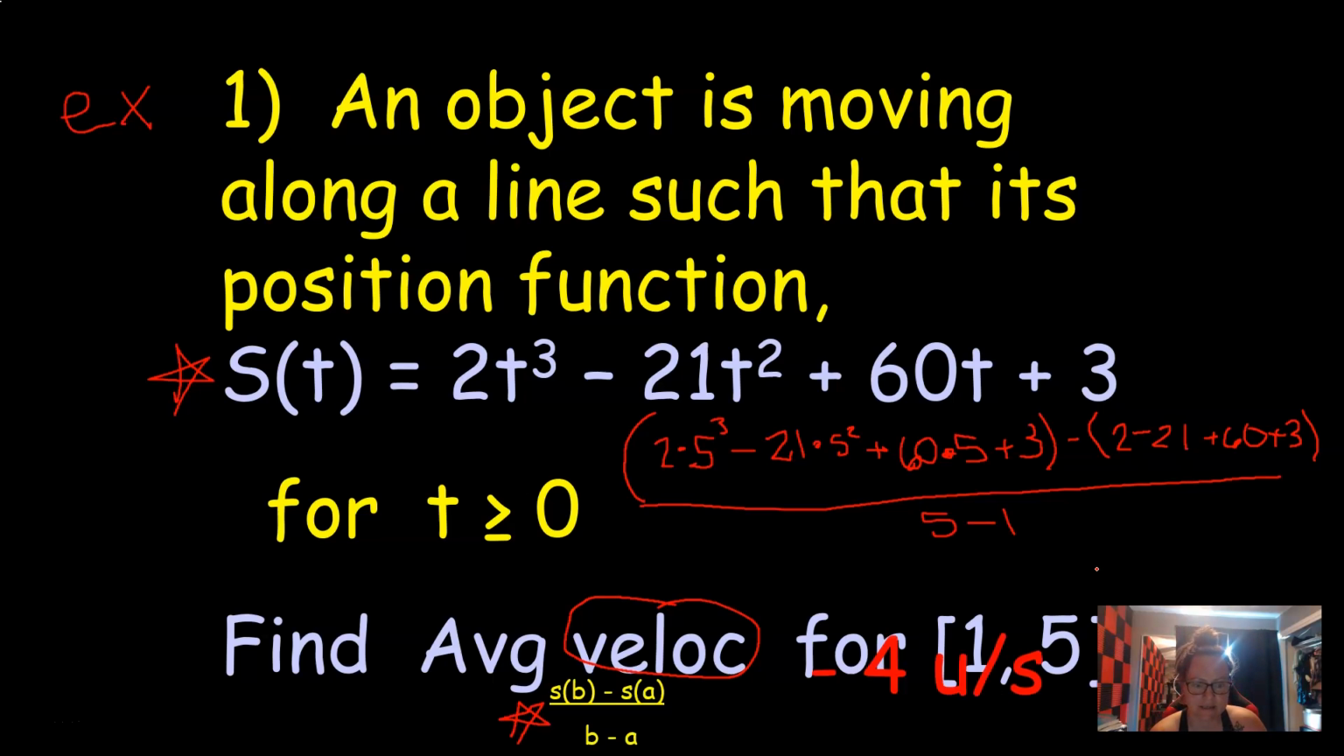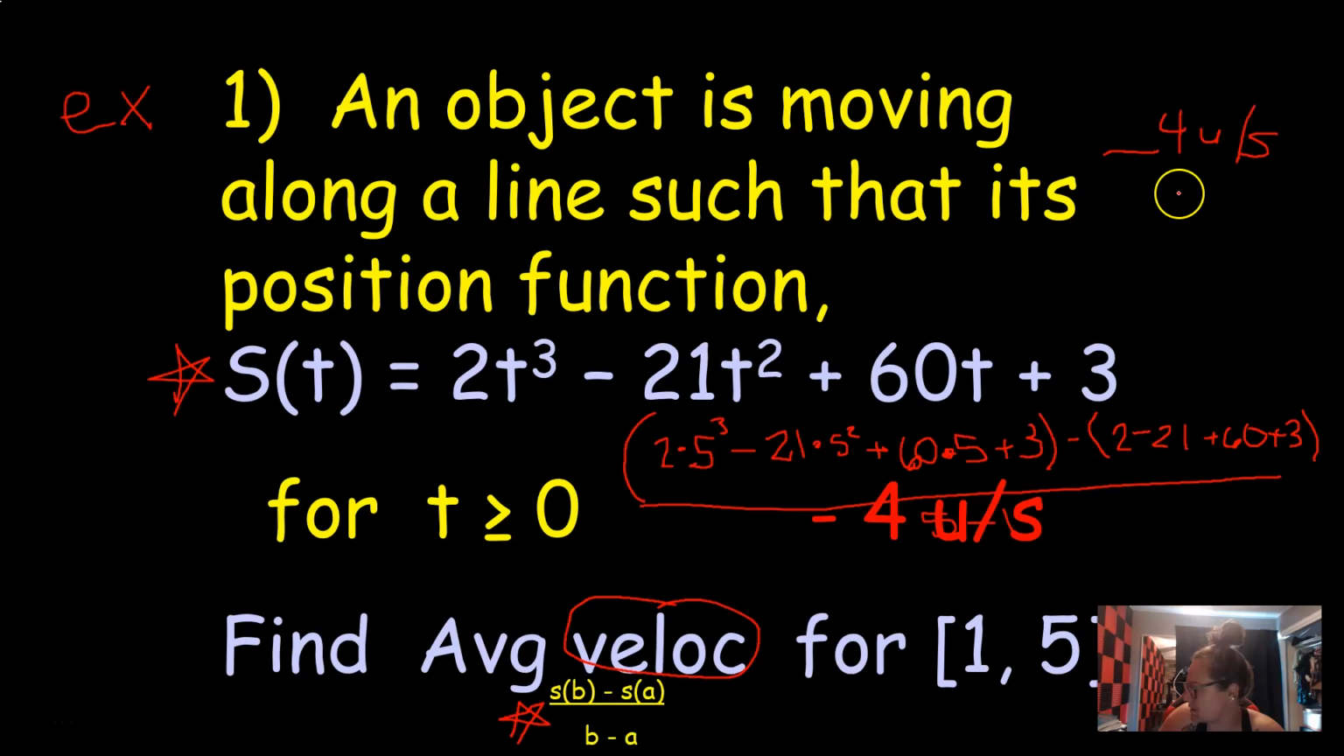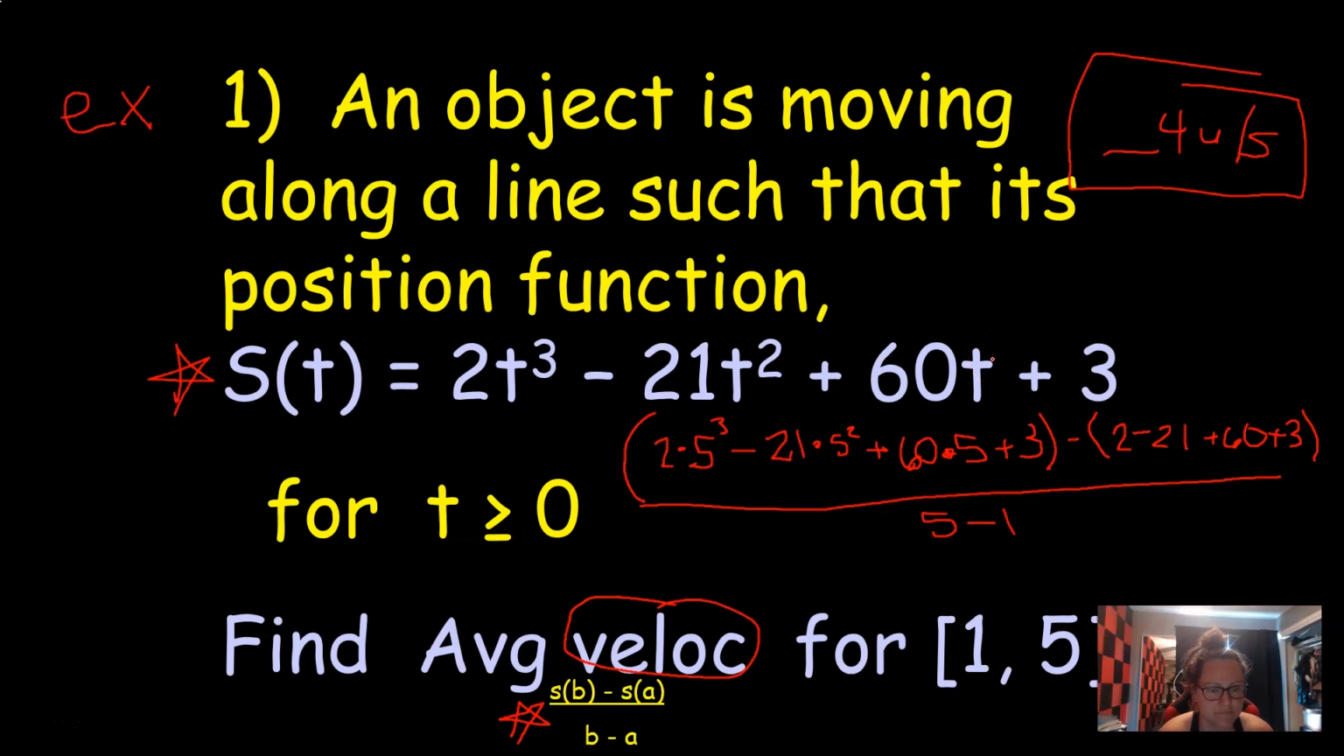And I get -4 units per second. Sorry, my phone is ringing. That's what I get when I plug it into my calculator. So that's that one. Since I was given the position function, I wanted to use the formula I had with position in it.